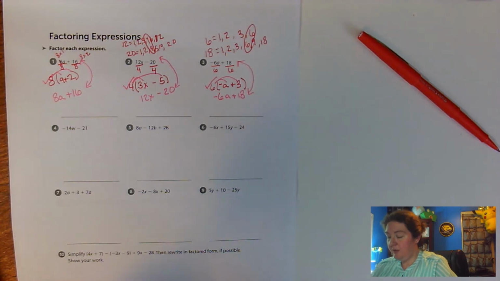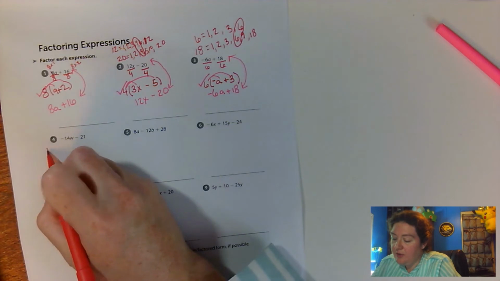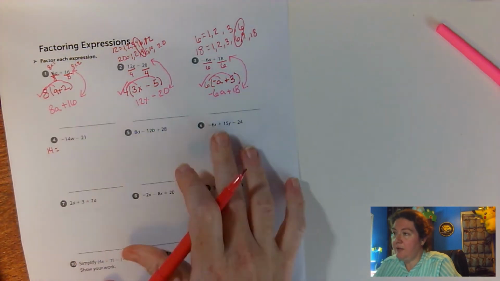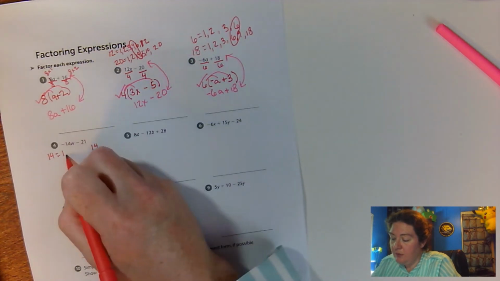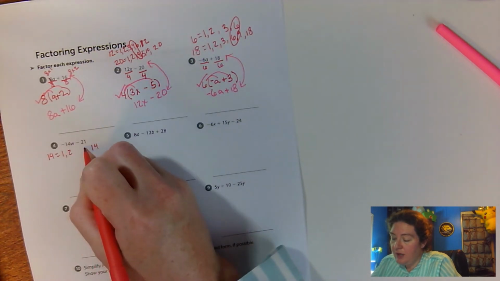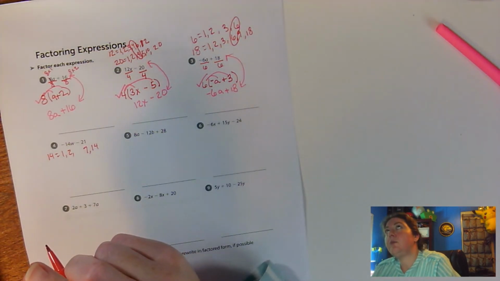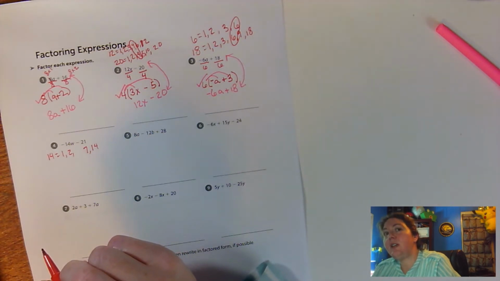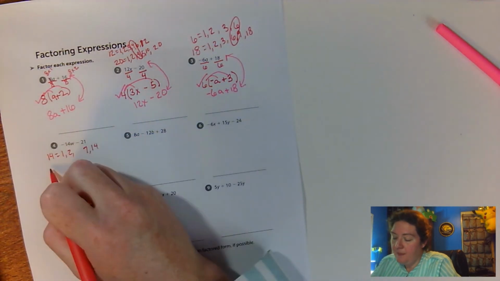Alright, number 4. I need to know my factors of 14. What makes 14? 1 times 14, 2 times 7, 3 times, no, 4 times, no, 5 times, no, 6 times, nope, and I've already got a 7. So these are all of my factors for 14. 21.